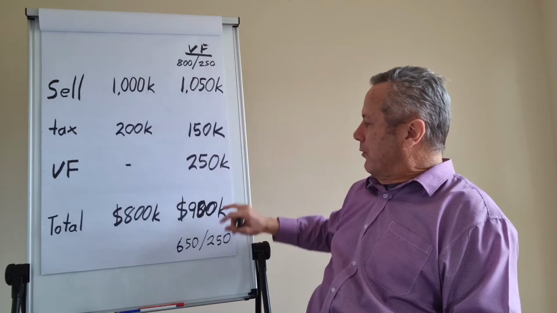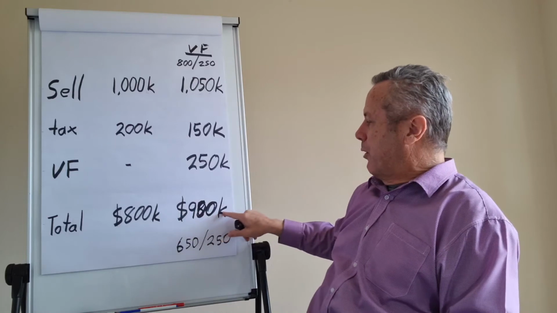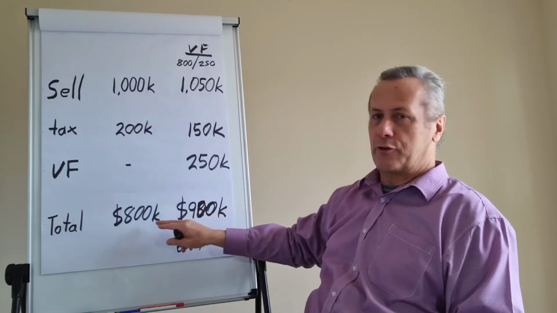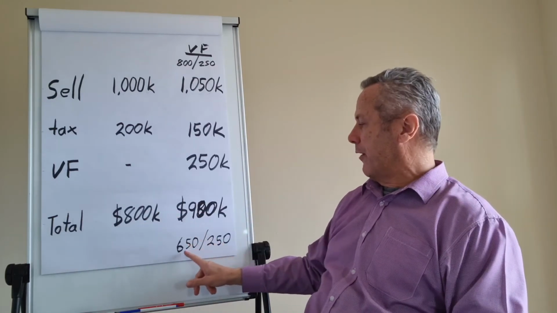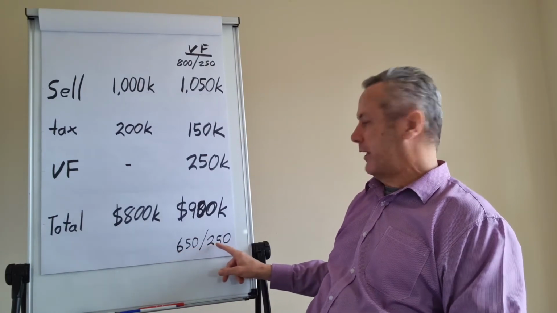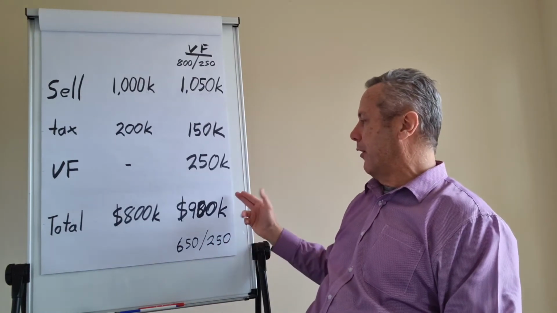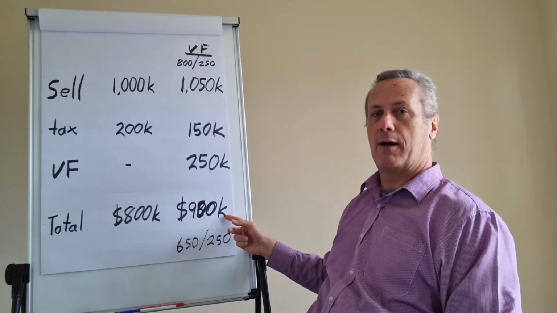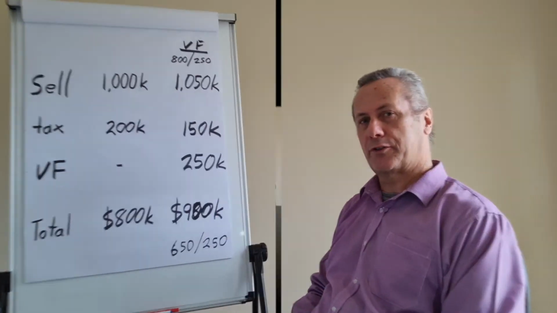So all up, using this strategy, the owner would actually be putting in their pocket $900,000, an additional $100,000, as opposed to not using vendor finance. Now, yes, up front, their figure would be less. They'd be making $650K, and they'd be financing the rest, $250K, over a period of time. But overall, they'd be making a significant amount more money. That basically is how vendor finance works.